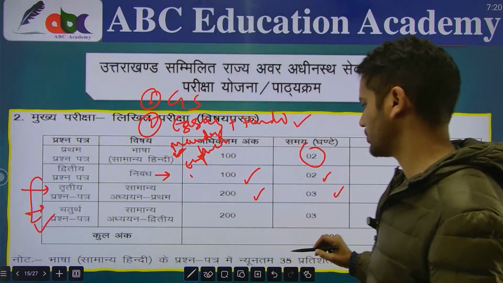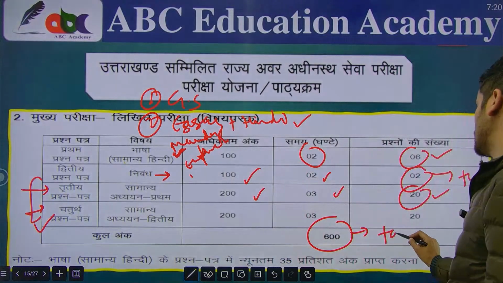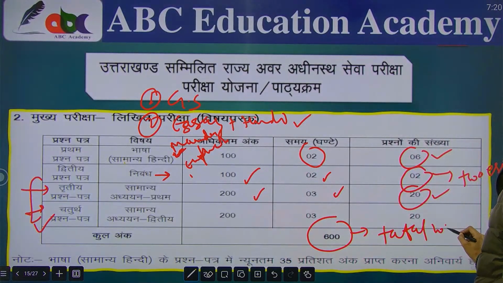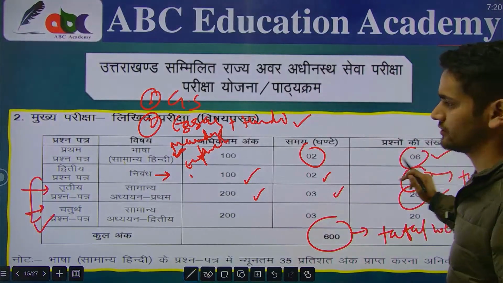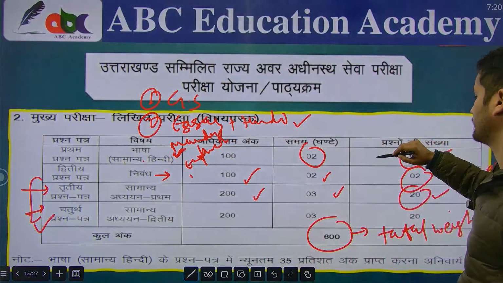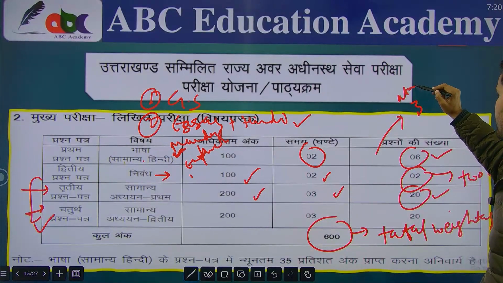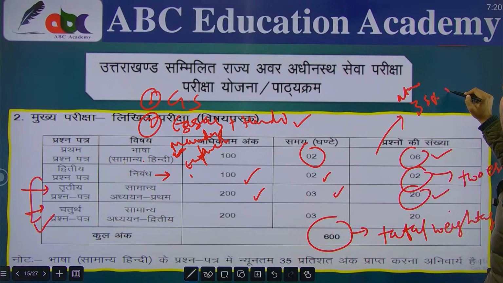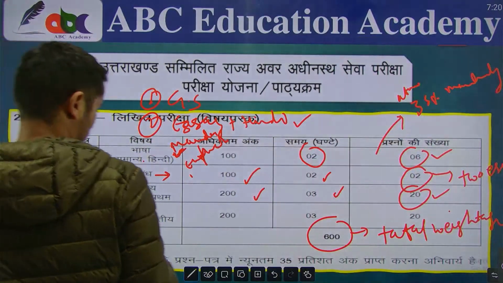So total weightage given to mains is 600 marks. And for Hindi, you have to get at least 35% mandatory. Otherwise, your other copies will not get evaluated.